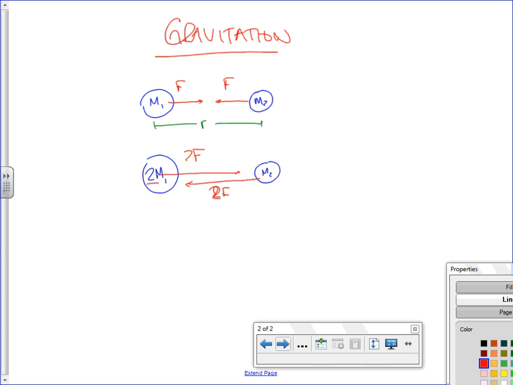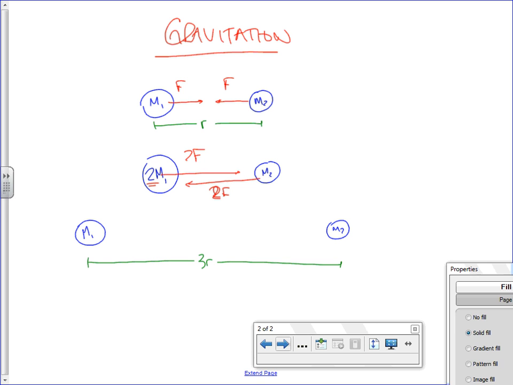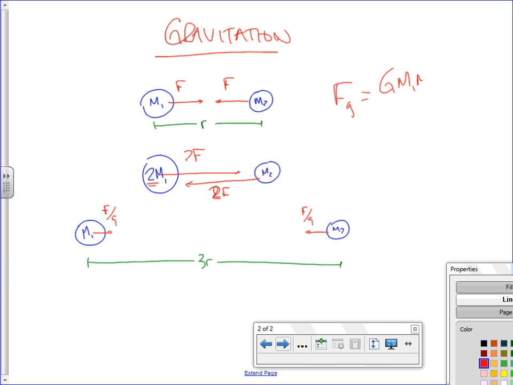We doubled one of the masses. That makes the force twice as big. The other one they'll ask you is something like this. What if we did this? M1, M2, now they're at a distance 3r apart. Well, the forces are now F over 9. We're using this: G m1 m2 over r squared.